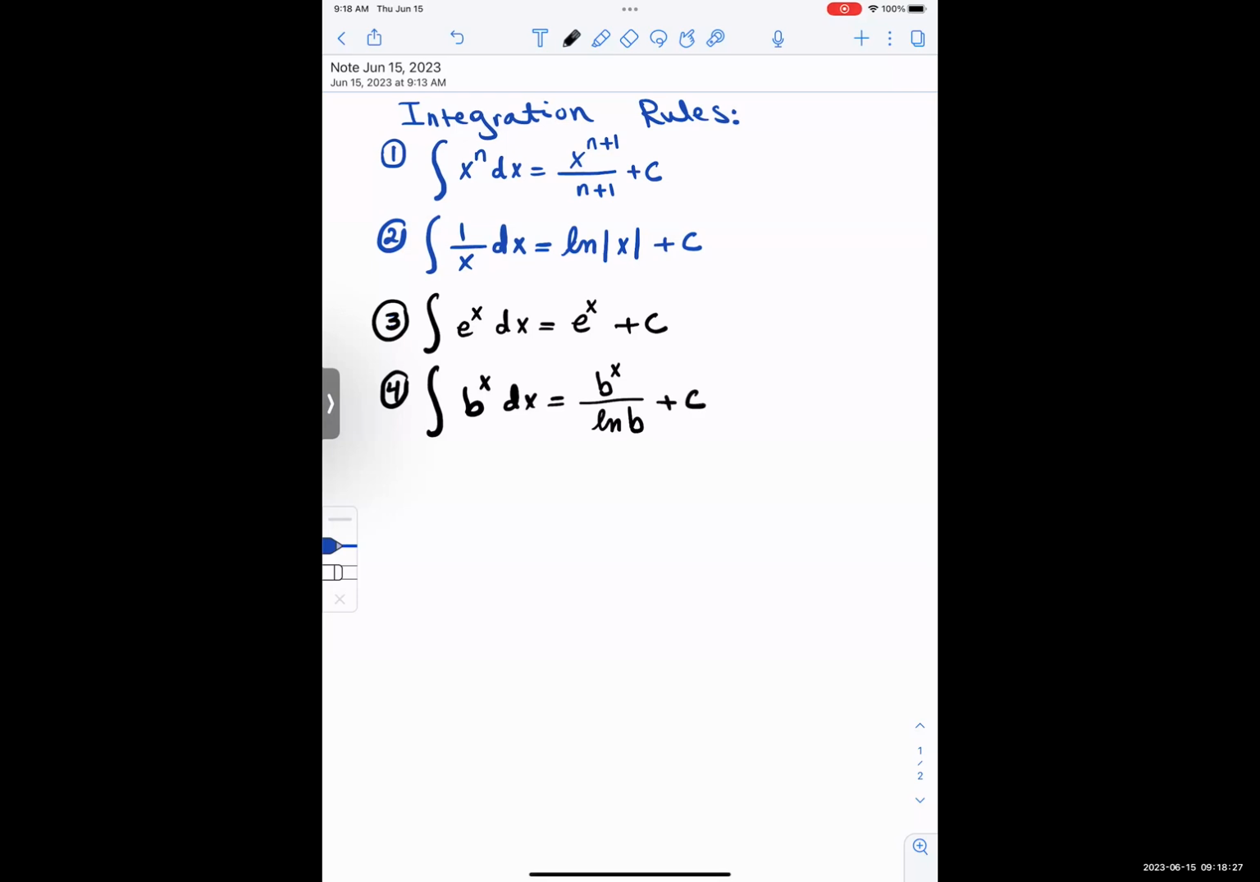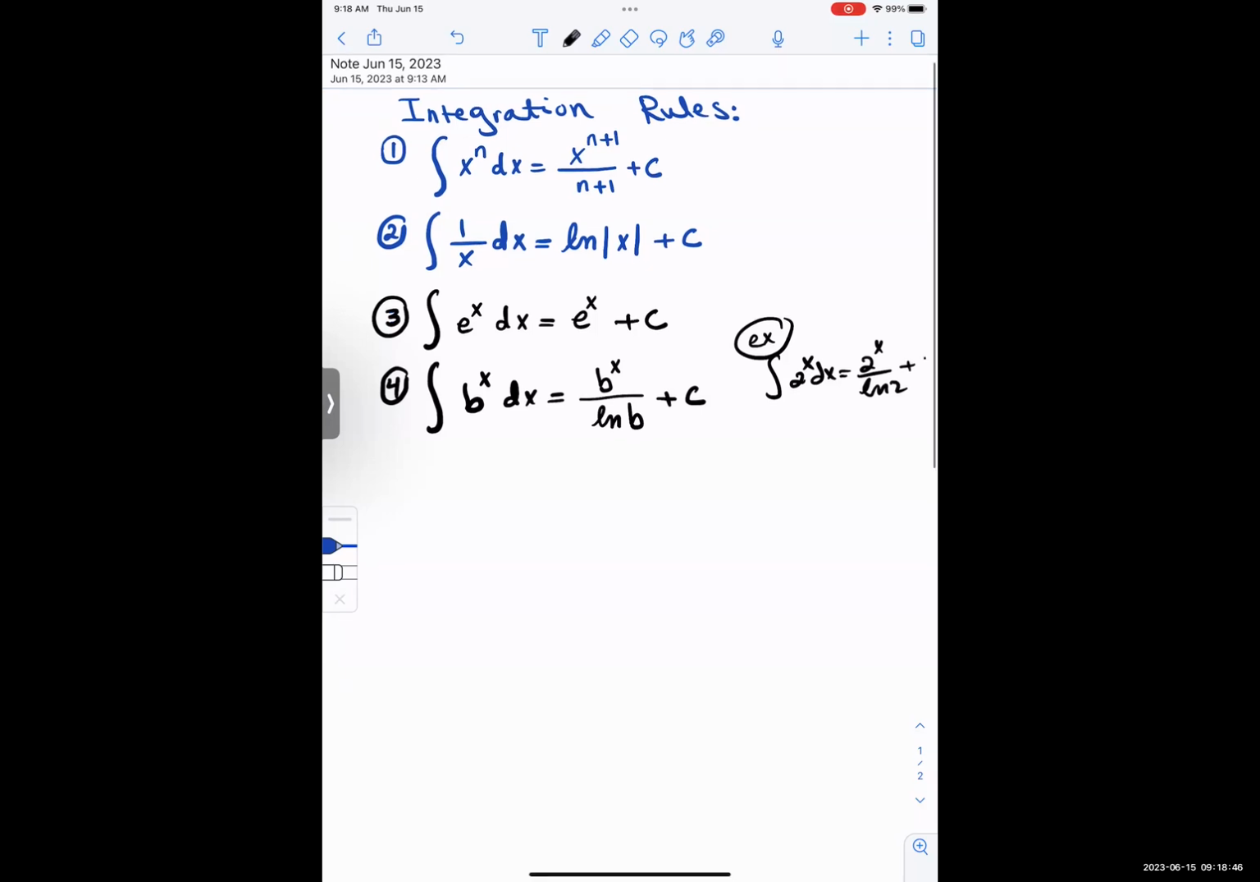Again, these are the first 10 of the table that I'm writing. So for example, integral of 2 to power x dx is equal to 2 to x over ln 2, and ln 2 is a constant, right? Plus c. Make sense? Questions? Okay, let's keep going.